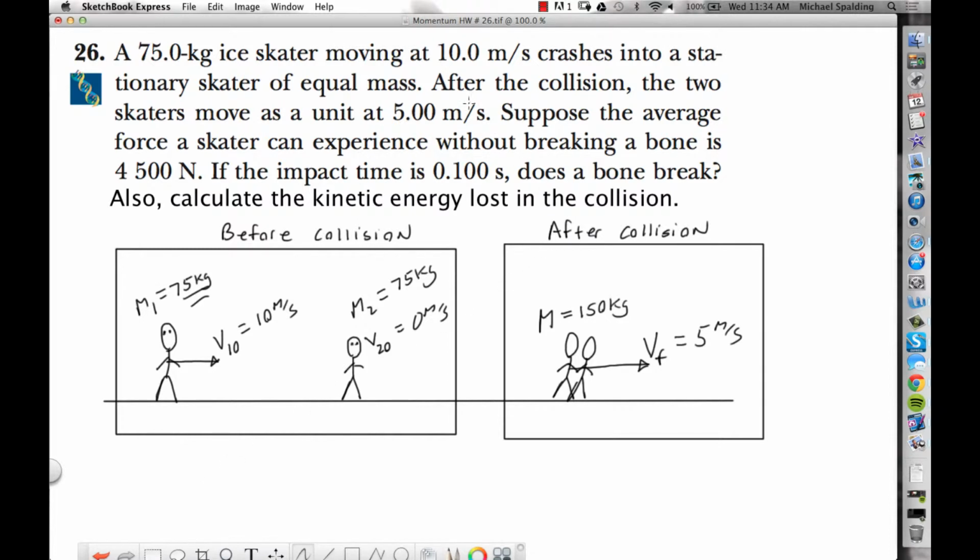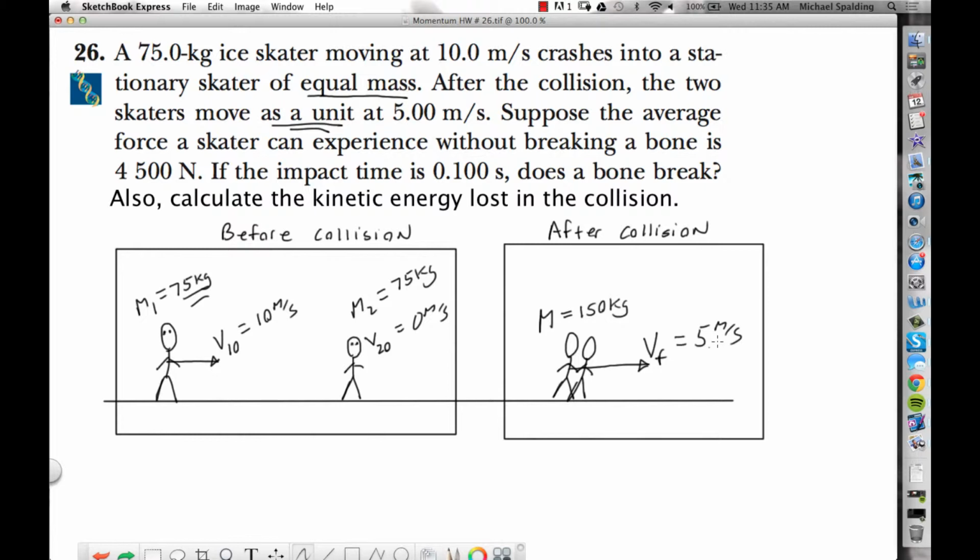Now, the problem tells us the two skaters move off as a unit, which means they stick together. They share the same final velocity. So we add the masses, 75 and 75. It tells us, I missed this the first time. I actually solved for the mass of the second guy. You can do that with the data. If they did not say equal mass, you could figure out what the mass of the second guy had to be. So I solved it, and I was like, wait a minute.